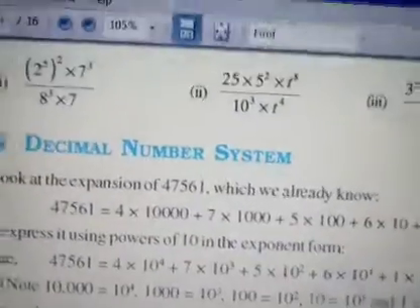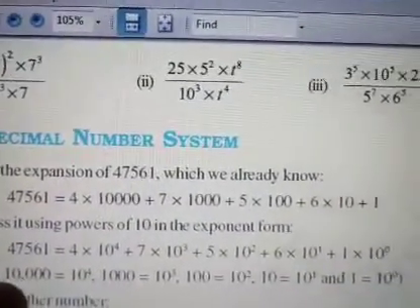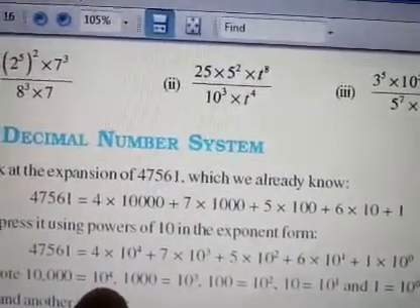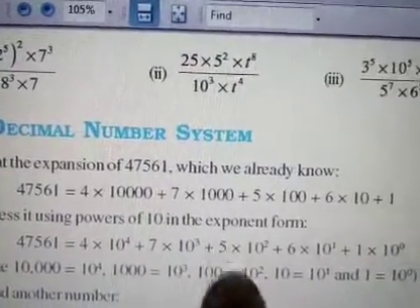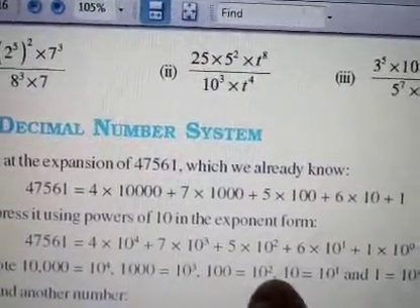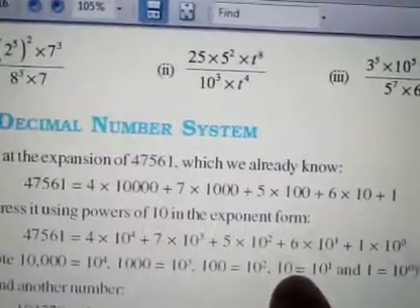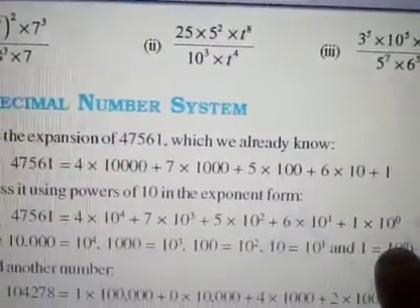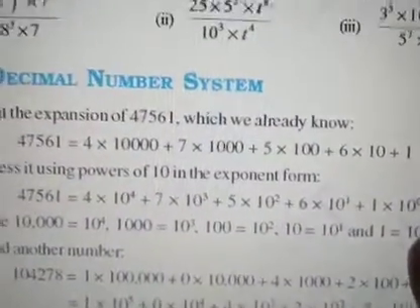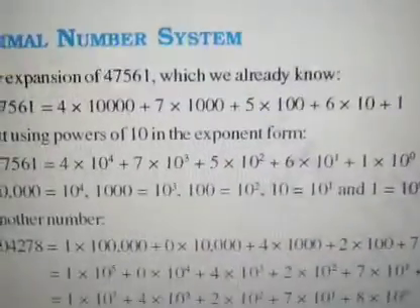So they have given the explanation, see this. For 10,000, you can write 10 power 4. For 1000, you can write 10 power 3. For 100 you can write 10 square. For 10 you can write 10 power 1. For 1 you can write 10 power 0. Okay, next problem.